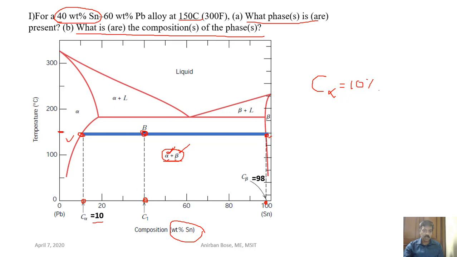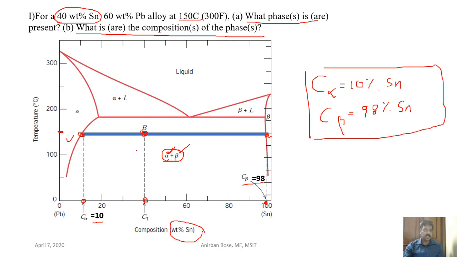And what is the composition of the beta? That you get from here, and that is 98%. You see, beta is 98%. Remember, these are the compositions in weight percent of tin. So we can find out the composition of each phase. This is the first part.